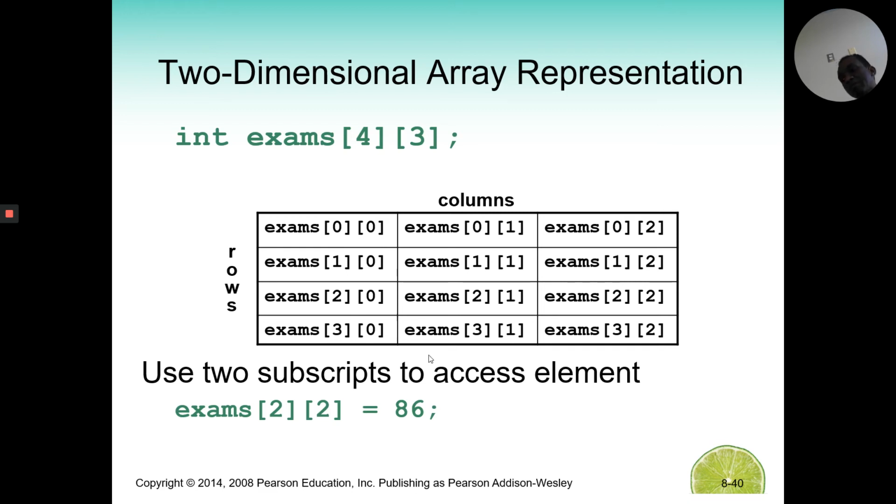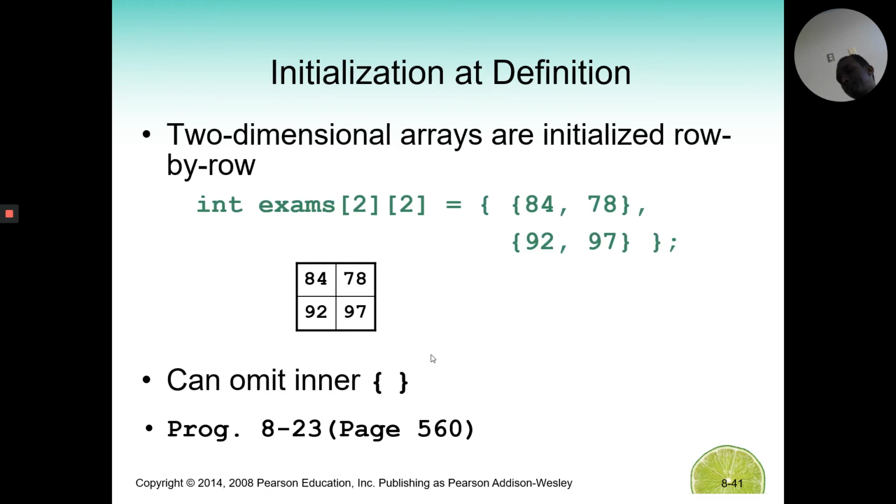And then you would use two subscripts to access an element. Initialization at the definition. Two-dimensional arrays are initialized row by row, so int exams 2, and then here you're passing it. Okay. You cannot omit the braces. You have to be consistent.